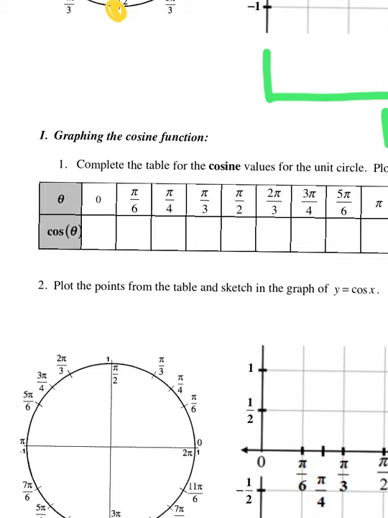All right, get your unit circle back out in front of you. This time when we're filling in our table, we are doing cosine, which are the x-coordinates. So at 0, my x-coordinate is 1. At pi over 6, my x-coordinate is root 3 over 2. At pi over 4, my x-coordinate is root 2 over 2. Go ahead and pause this video and fill in the rest of your table.